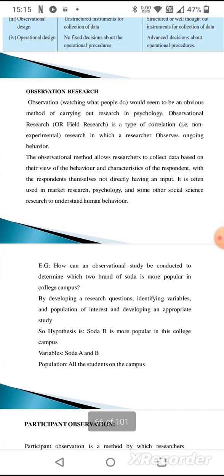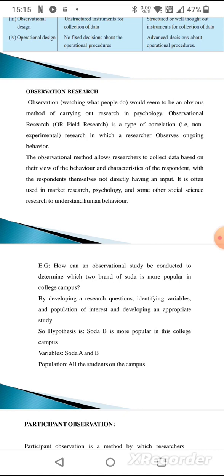Now coming to a topic called observation research. So what do you mean by observation research? Observation is just watching what people do. It would seem to be an obvious method of carrying out research in psychology. Observational research or field research is a type of correlation research in which a researcher observes ongoing behavior.